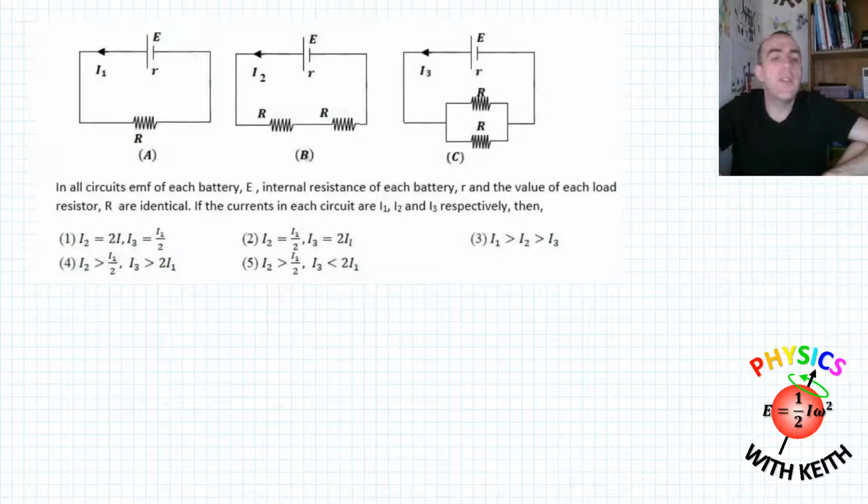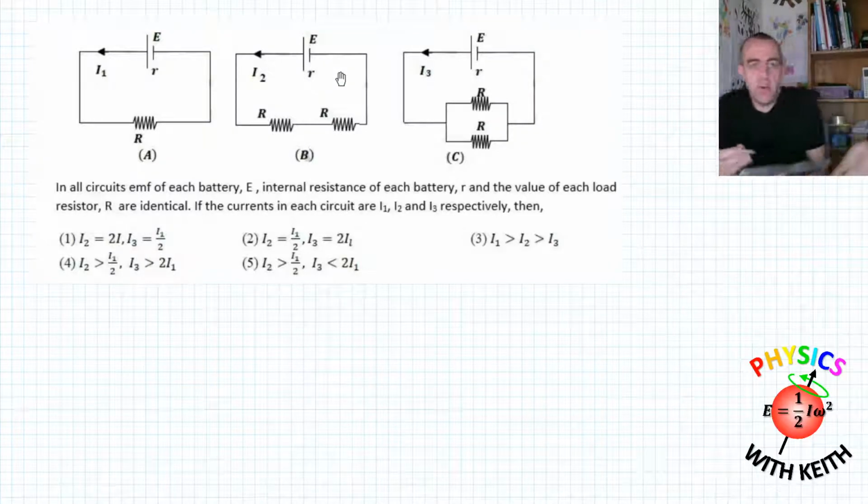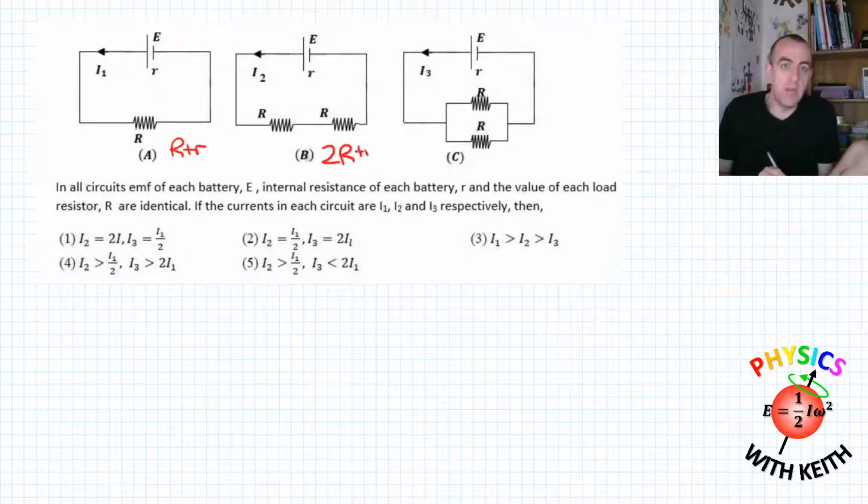So the answer to that one would be 2R plus r. In fact, let's write some of these down. The total resistance on the circuit on the left, I'll write this in red somewhere, is R plus r. The total resistance for the circuit in the middle is 2R plus r.